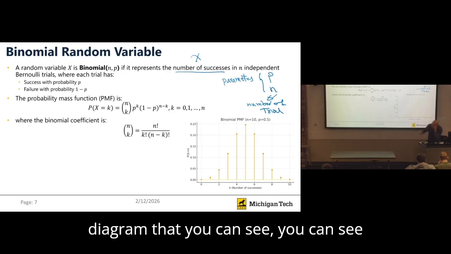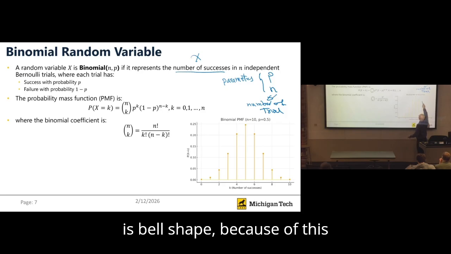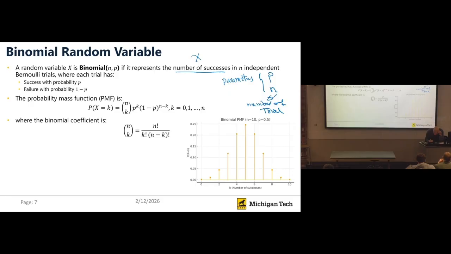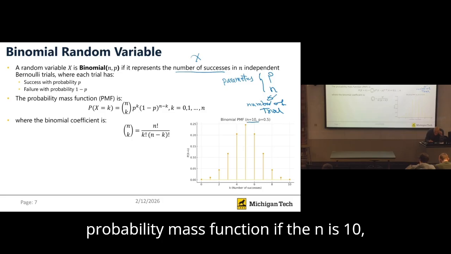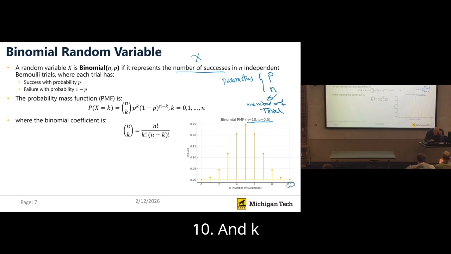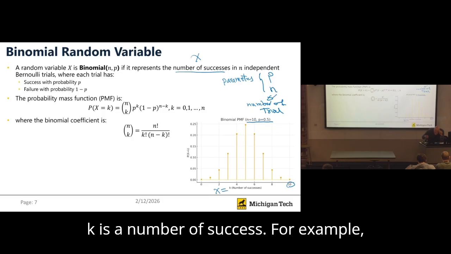In this diagram you can see it's a bell shape. The reason it is a bell shape is because of this probability that is 0.5. So this shape is a binomial probability mass function. If n is 10, as you can see, n can be 0, 1, 2 up to 10. And k is the random variable, X is equal to k. K is the number of successes.